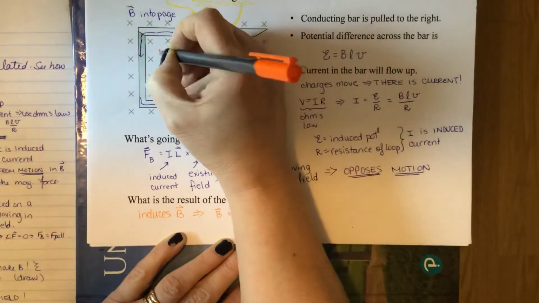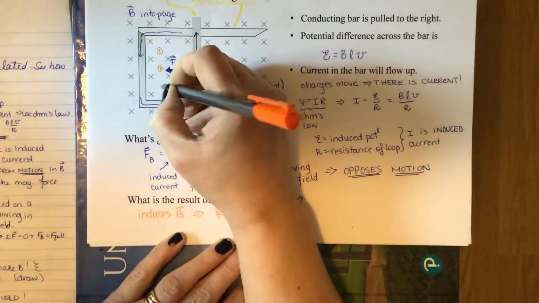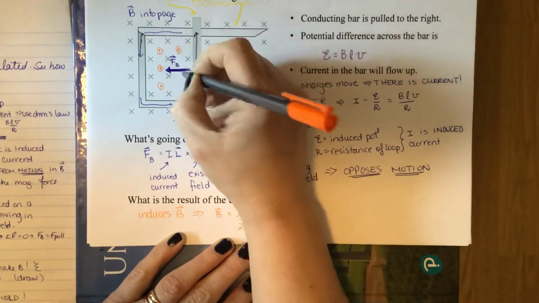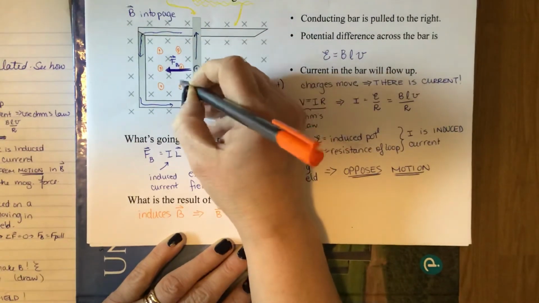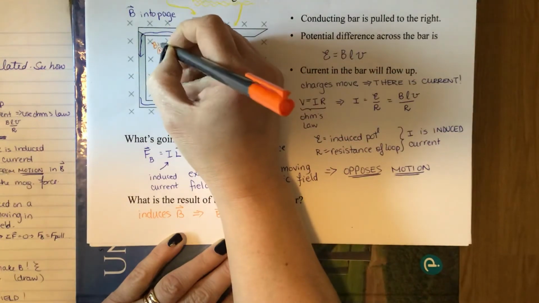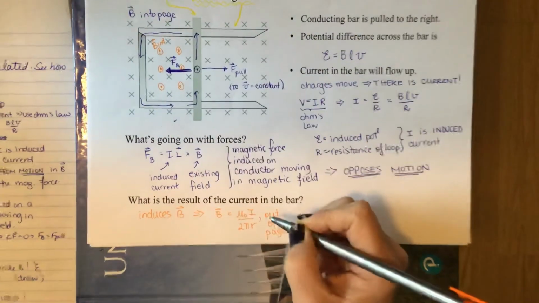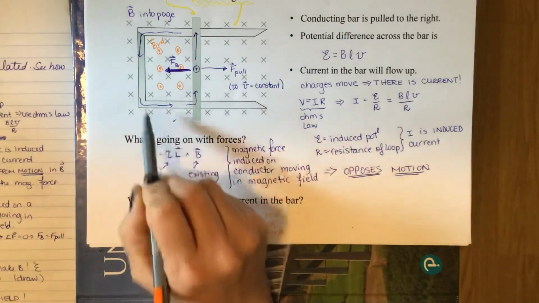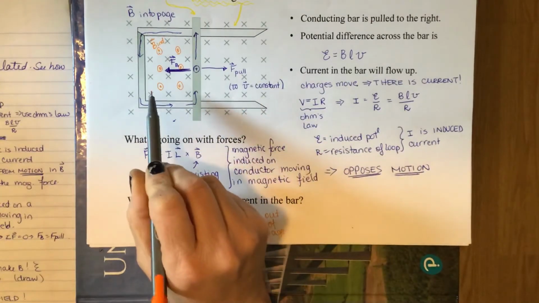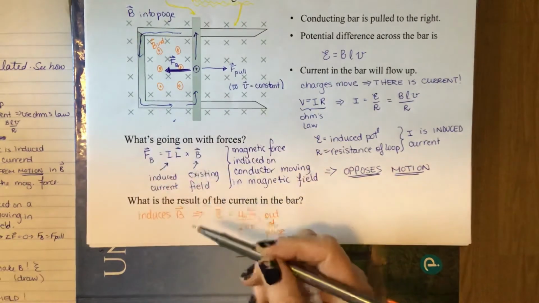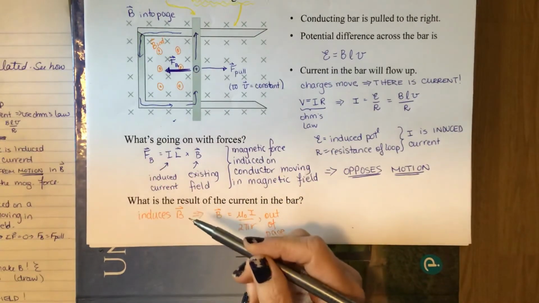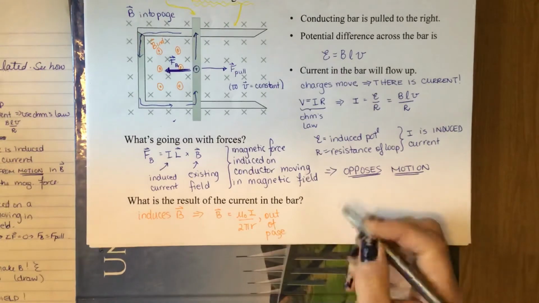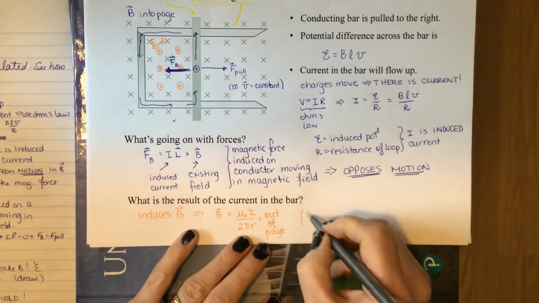And we can draw those in if we wish. So there's our induced magnetic field. What else? Something interesting to notice here. The existing field was into the page. The induced field is out of the page. As you read ahead, you might learn a little bit more about that, but we will certainly come back to it. So it opposed the original field.